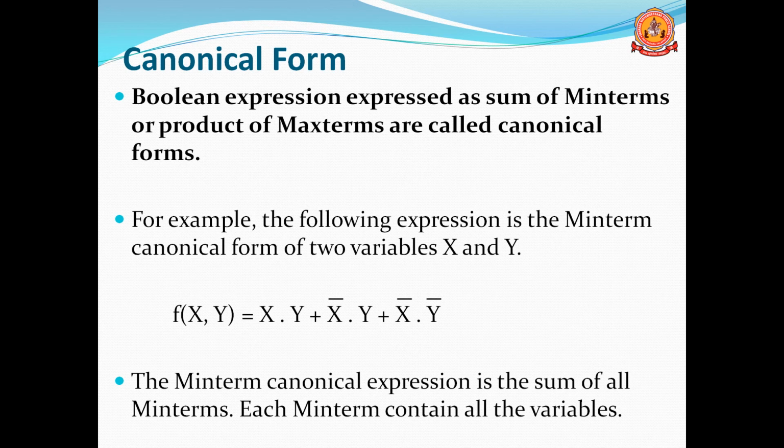For example, here three terms are there: x dot y, x dash dot y, and x dash dot y dash. In this example, there is the first term, second term and third term. All the terms should contain all the variables. Here there are two variables, so all the terms should contain two variables, either in complemented form or in normal form. That is not a matter, but all the terms should contain all the variables. That is what we call canonical form.